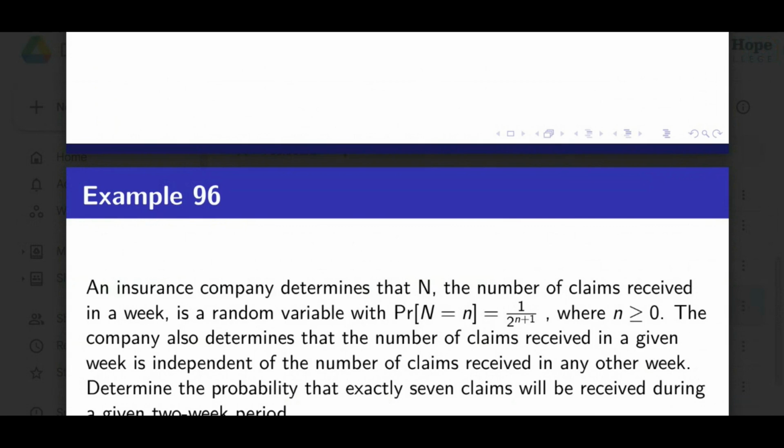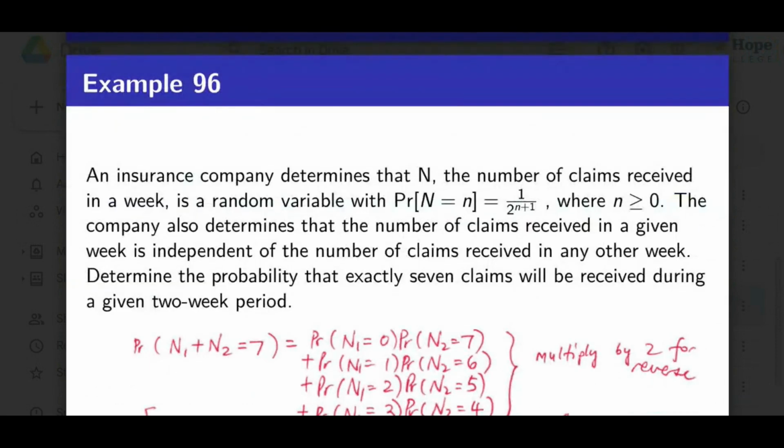So how do you do a problem like this? Well, I would do it this way. What we want is to call this random variable n1. This is the number of claims in week 1. This is the number of claims in week 2. And what do we want? We want to know the probability that week 1's number of claims plus week 2's number of claims is exactly 7.